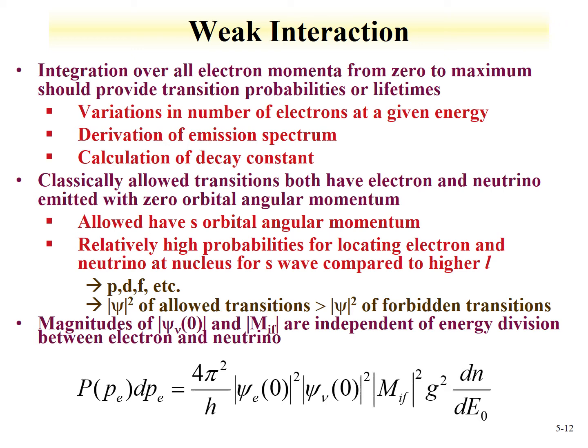So the magnitude of the neutrino wave function and this matrix mixing element are independent of energy divisions between the electron and the neutrino. Those are some of the parameters for this equation.